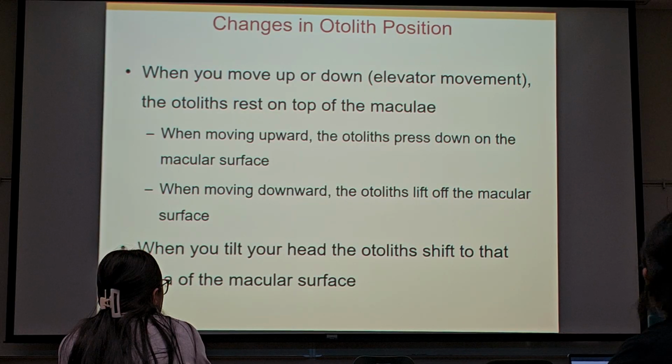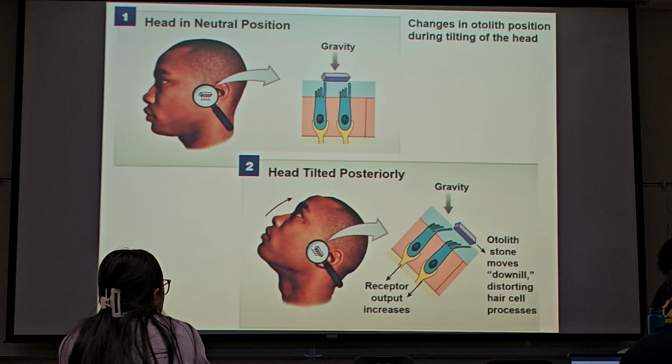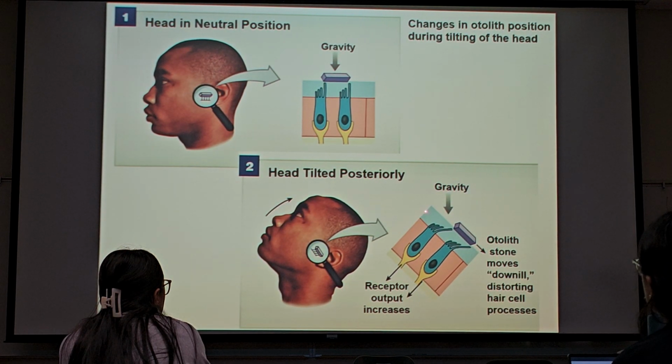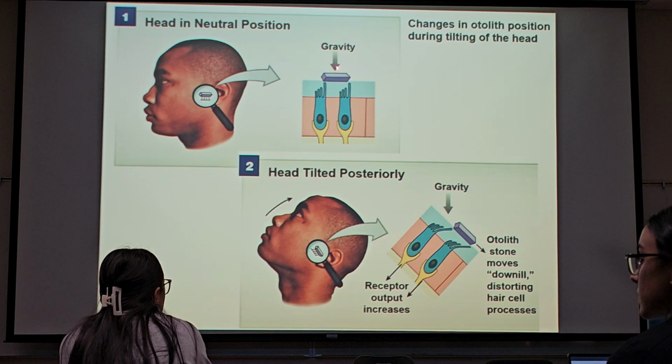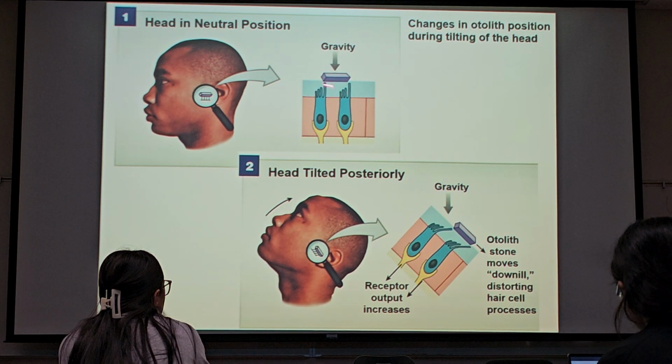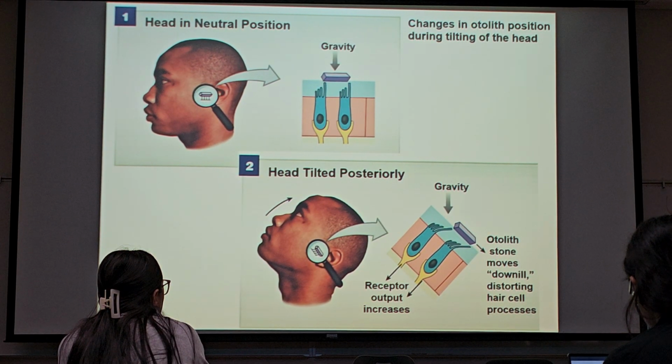That tells the brain our head is moving side to side, or forward and backwards, tilting our head forward and back. The otolith slides forward or back. If we're neutral, and gravity is pressing down on that, the brain can tell that we're at some static equilibrium. We're just being nice and neutral and still. But if we move down, it's going to lift up off. We move up, gravity is going to press down. Or we tilt, and it slides back and forth.